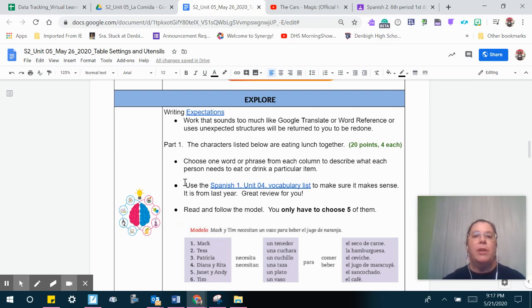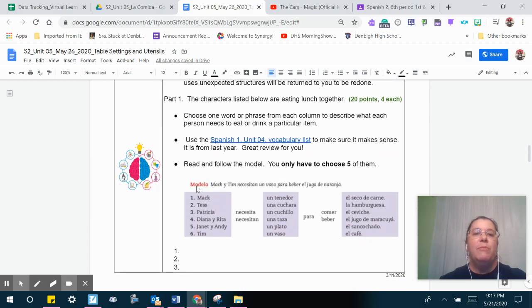In order to eat or drink a particular item. Use the Spanish 1 Unit 4 vocabulary list to make sure it makes sense. It is from last year. Great review for you. Read and follow the model. You only have to choose 5 of them. So here's the modelo. Mac y Tim necesitan un vaso para beber el jugo de naranja. Pick one from here, one from here, one from here.